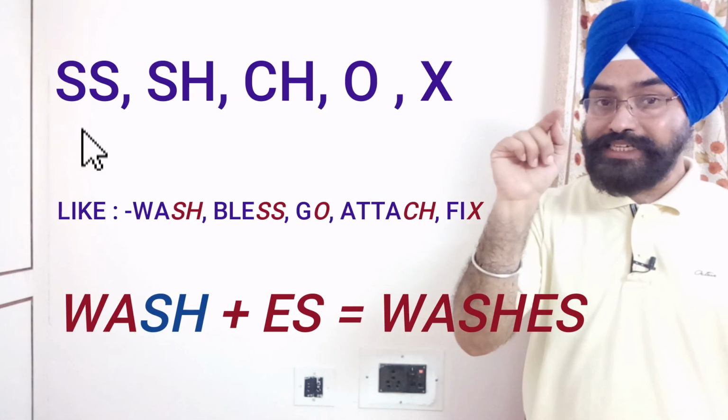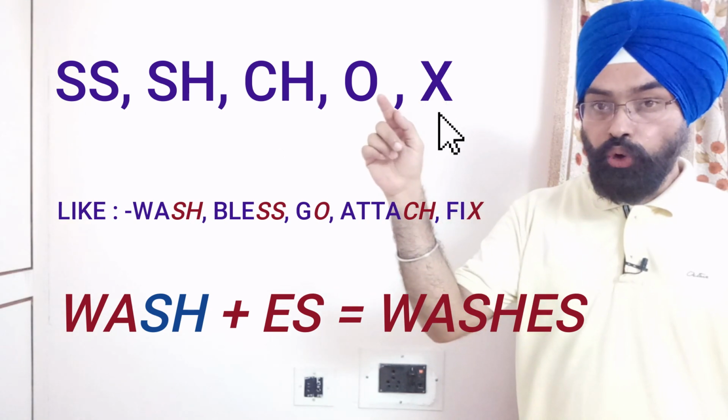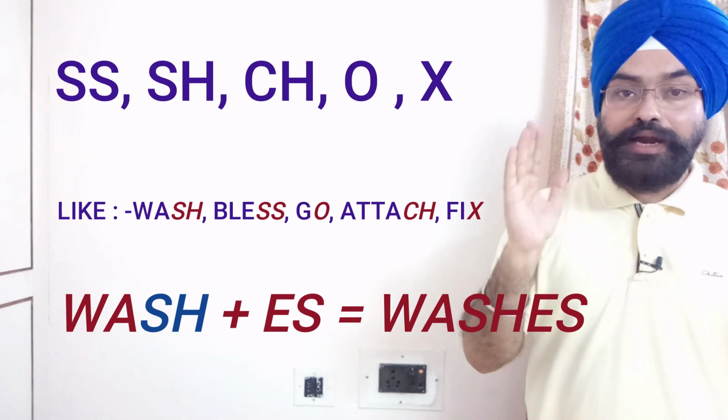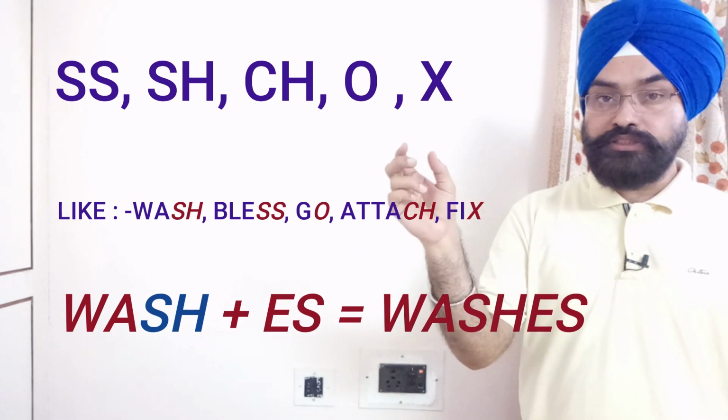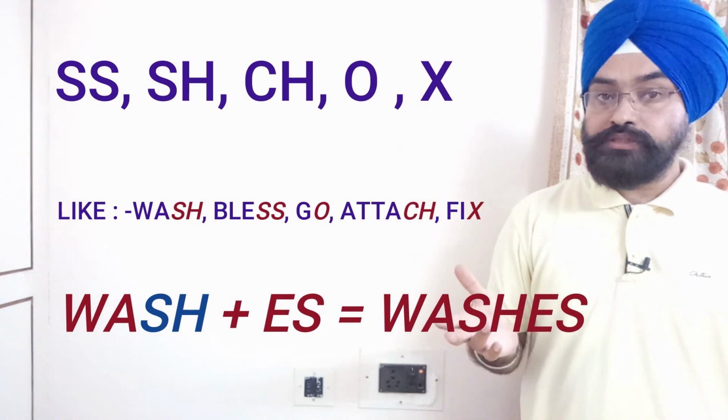With play we have used s, and with brush we have used es. So it's very simple. If your verbs are ending with ss, sh, ch, o and x, so that time you are going to use es with it, and otherwise you are going to use s. Right? If we take the example of play, play ends with letter y, so this is not in this list, so that's why it will take s after that.